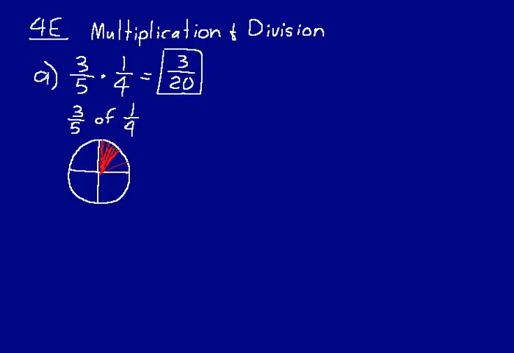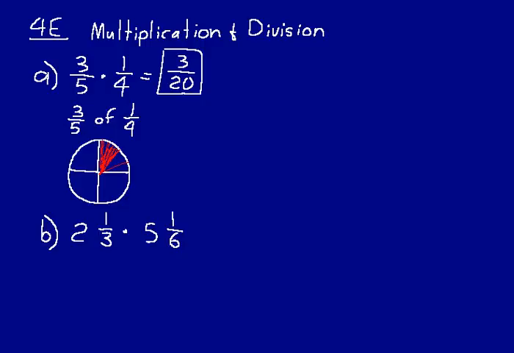Basically what that's saying is that that entire circle, we could break that into 20 sections, and 3 of those would be shaded. Let's do a little more complicated fraction multiplication now. 2 1/3 times 5 1/6.